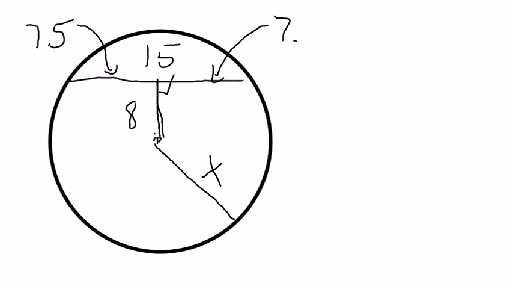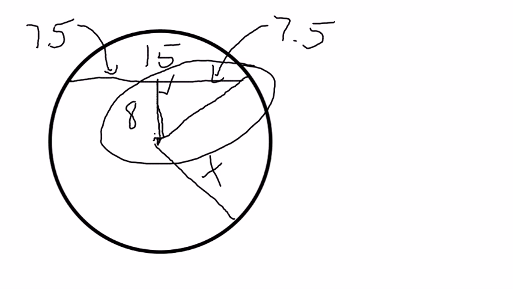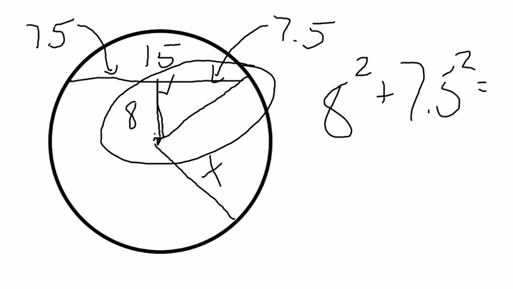Now if we draw a line from the center to the end point of the segment of the chord, it's going to form a right triangle, and here we have 2 sides of the right triangle. So we can say 8 squared plus 7.5 squared equals this. Now this is a radius just like this is. So this is x as well. So that's a hypotenuse is really what the radius is.